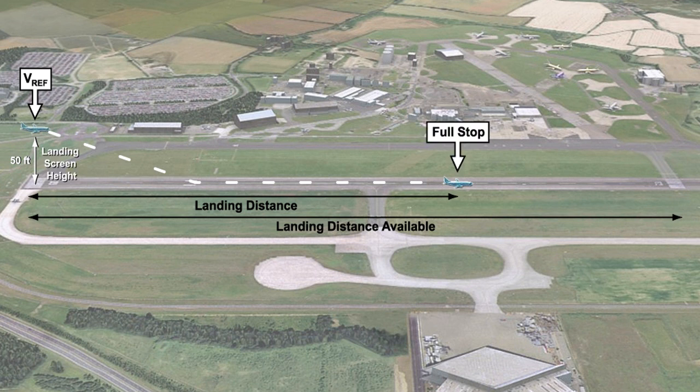Remember that the landing starts at the 50-foot landing screen and ends once the aeroplane has reached a full stop. Don't forget that the target speed to be attained at the screen height is called VREF, which you may recall for a Class A aeroplane must be no less than 1.23 VSRO and no less than VMCL.